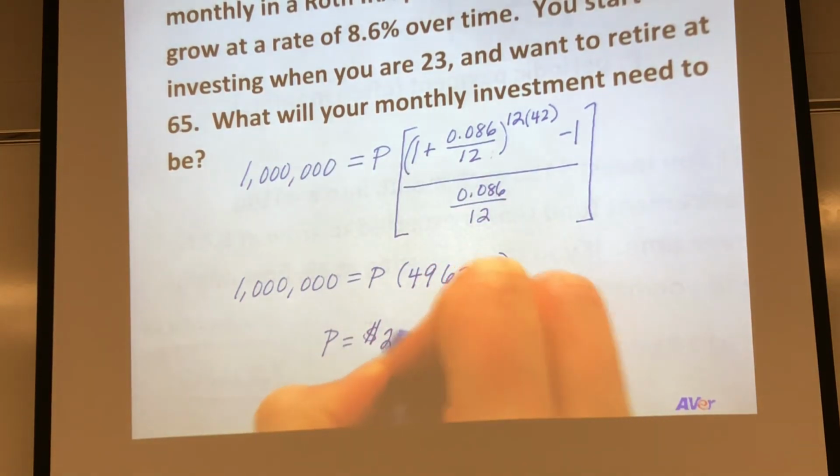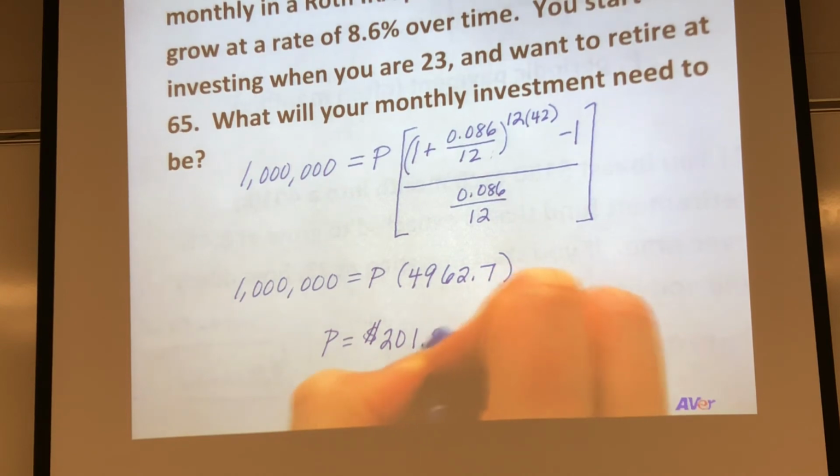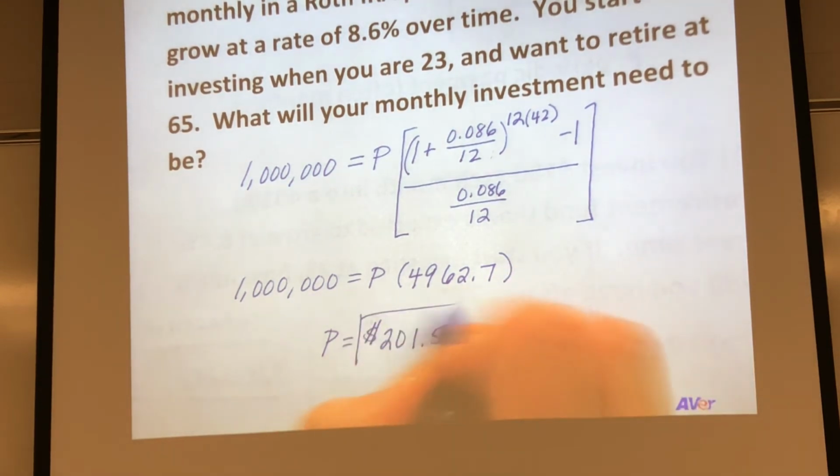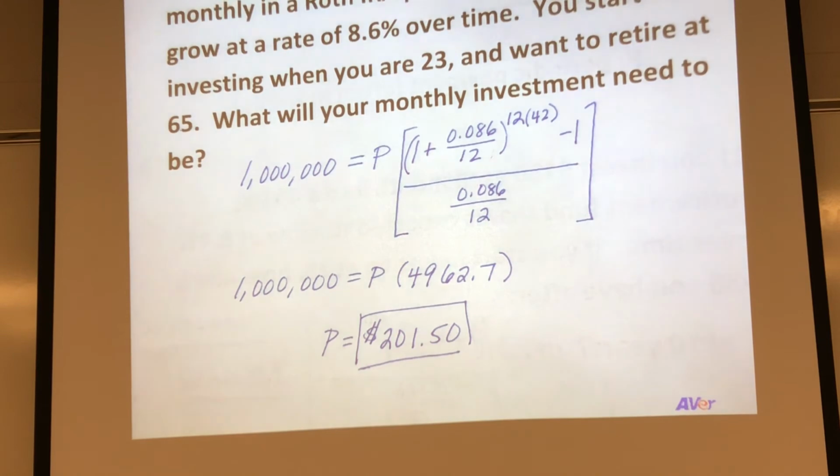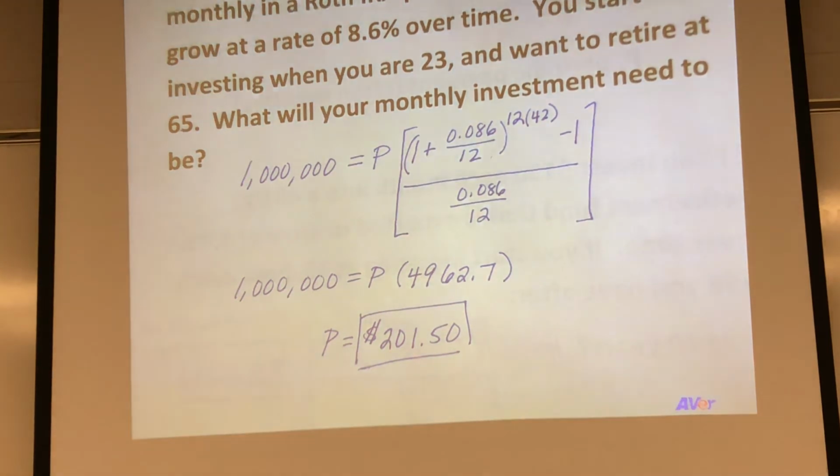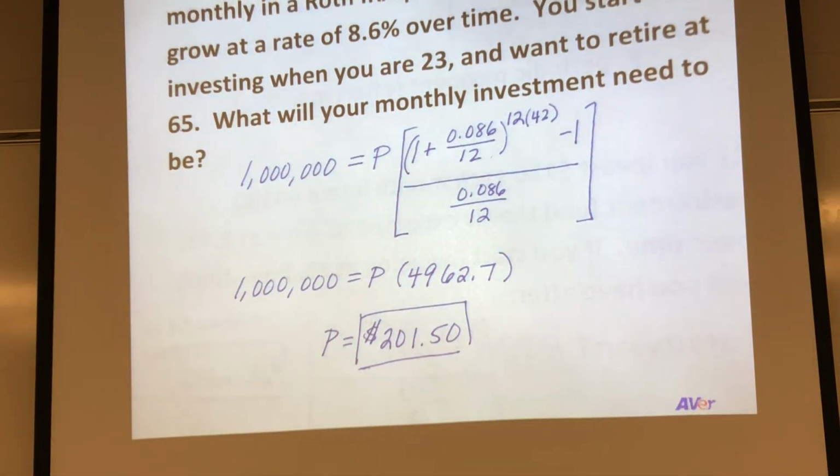All you have to save each month is $201.50, which might sound like a lot to you, but once you get a job and a paycheck, if you can budget things well and put just $200 into a retirement account, then you would be a millionaire when you retire. Now, what if you wanted to make $2 million when you retire? Well, double that. Put a little bit more in there. You can be all sorts of rich. Good luck.